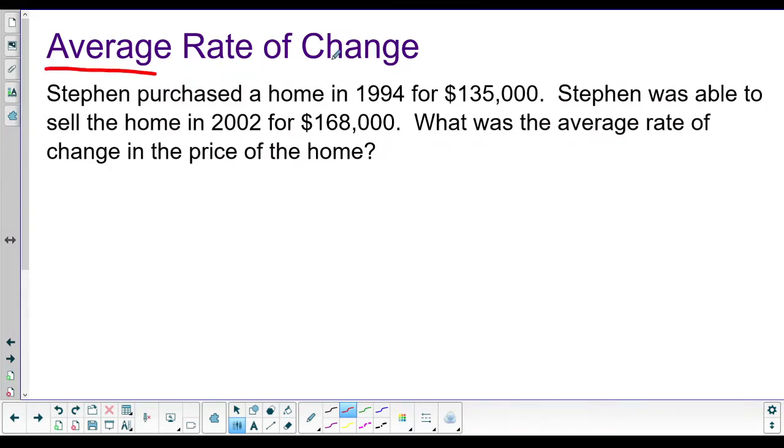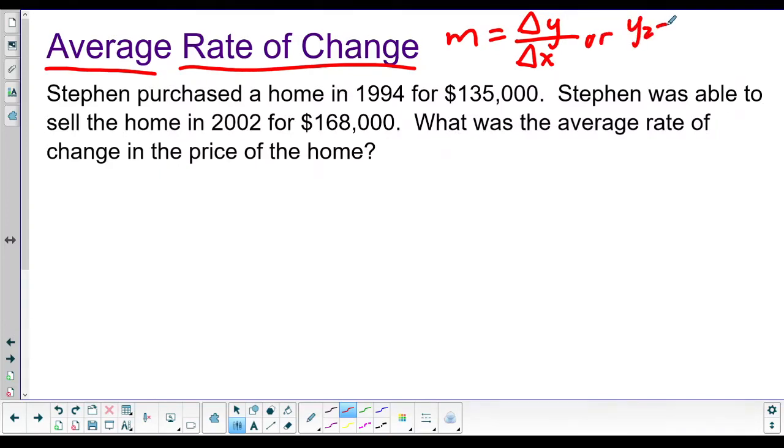Before we read the question, we need to remember the equation for the average rate of change. It can be written as either change in y over change in x, or y2 minus y1 over x2 minus x1. Or you can think about it like final minus initial. All right, so here's our formula.